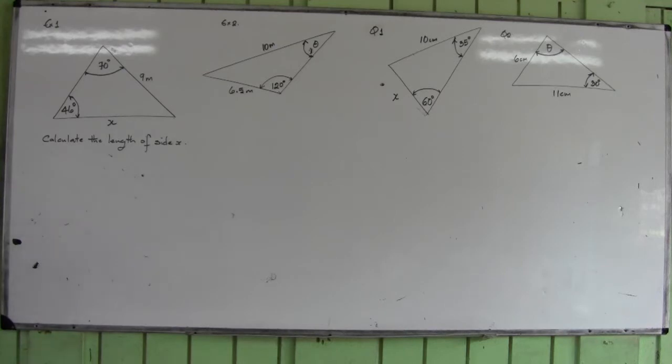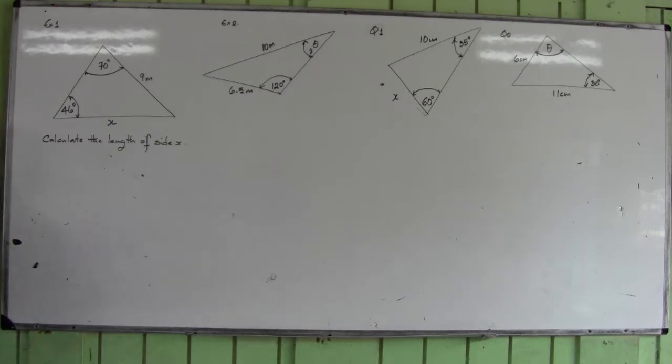What is the condition I have? I know the size of two angles, and I know the length of one side. Ladies and gentlemen, if you're given two angles and the length of one side, in order to find the length of a second side, that is a condition for applying sine rule.